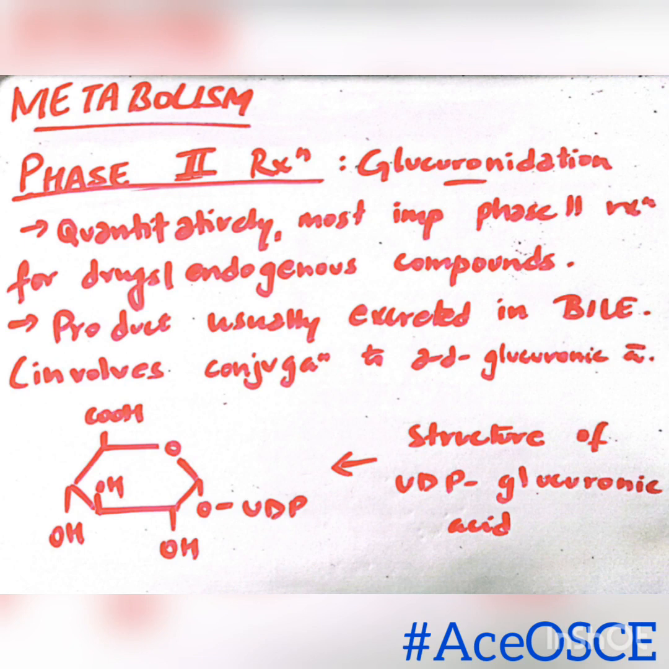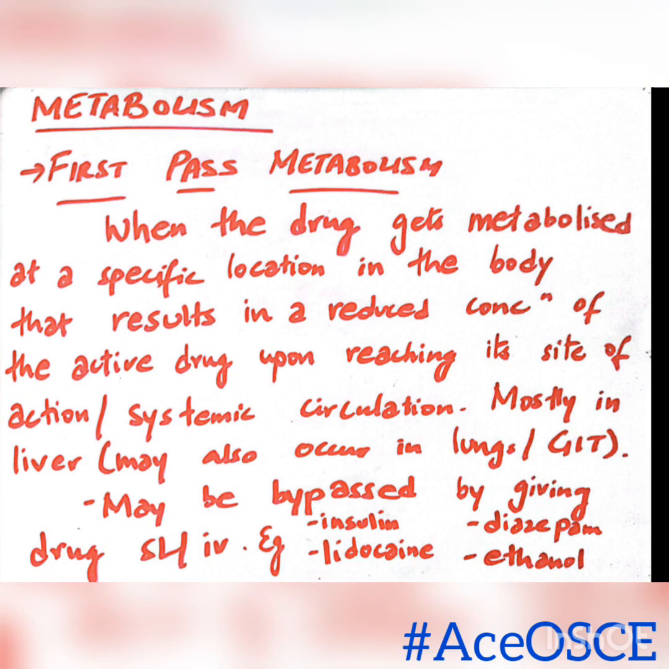We are going to be studying a little bit more about glucuronidation in this slide. Quantitatively, it is the most important phase 2 reaction for drugs or endogenous compound excretion or metabolism. So in terms of quantity, or the number of medications this pathway metabolizes, this is the most extensive one. The products that are formed after glucuronidation are usually excreted in bile, and this is the structure of the glucuronic acid.